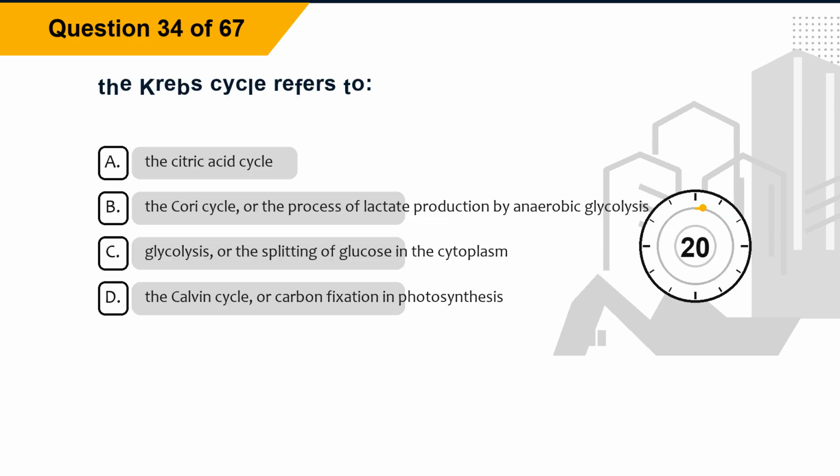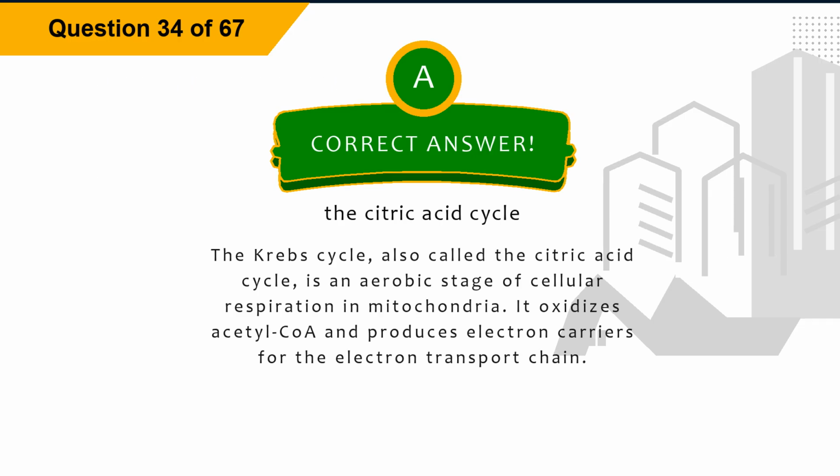Question 34. The Krebs cycle refers to: Option A, the citric acid cycle. Option B, the Cori cycle, or the process of lactate production by anaerobic glycolysis. Option C, glycolysis, or the splitting of glucose in the cytoplasm. Option D, the Calvin cycle, or carbon fixation and photosynthesis. The correct answer is option A, the citric acid cycle.